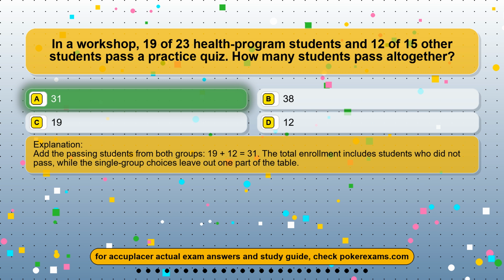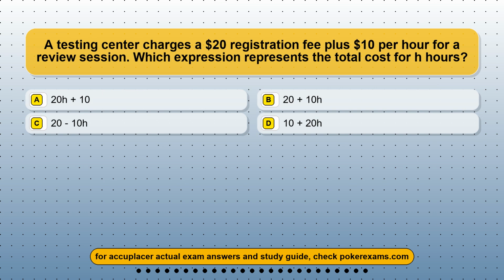Question 2. A testing center charges a $20 registration fee plus $10 per hour for a review session. Which expression represents the total cost for H hours? Option A, 20H plus 10. Option B, 20 plus 10H. Option C, 20 minus 10H. Option D, 10 plus 20H.